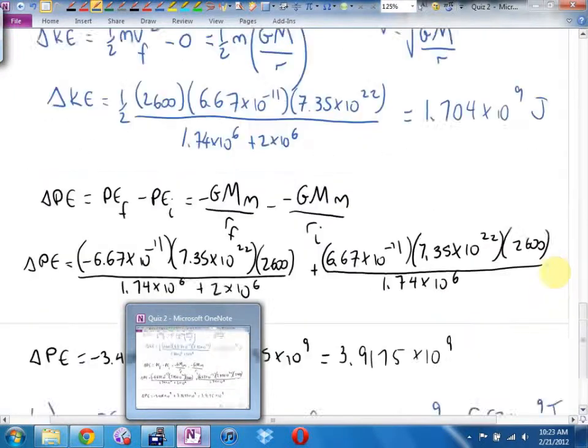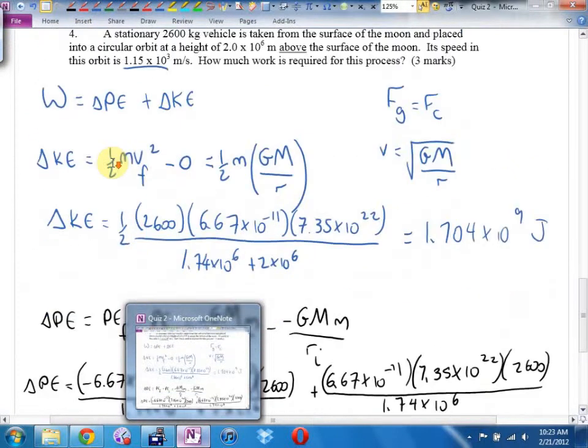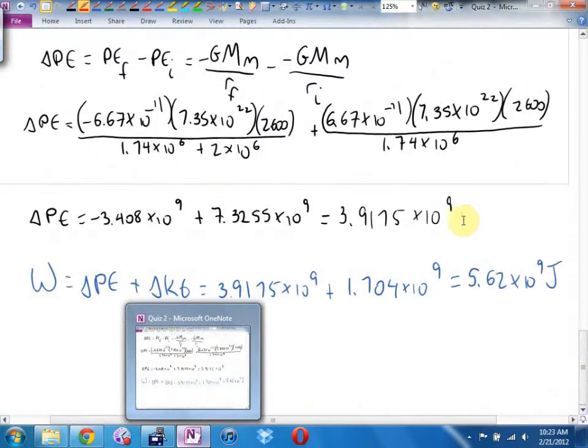The way I would mark this, I'd give out lots of part marks on a test, but on the quiz, with this being stupidly only worth 3 marks: 1 mark if you found the change in kinetic, 1 mark if you found the change in potential, and then 1 mark for adding them together.